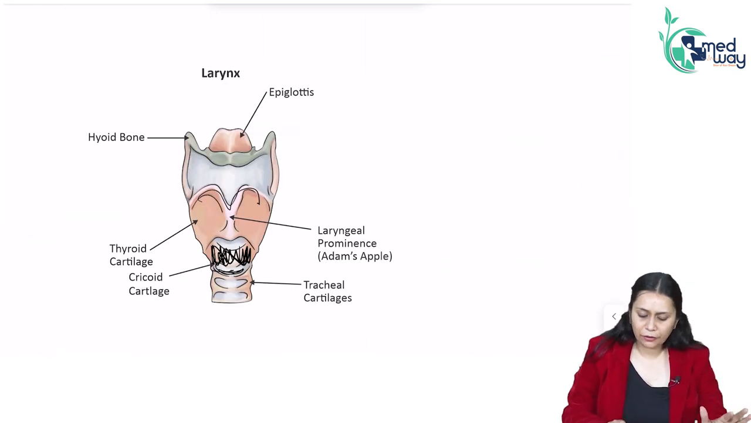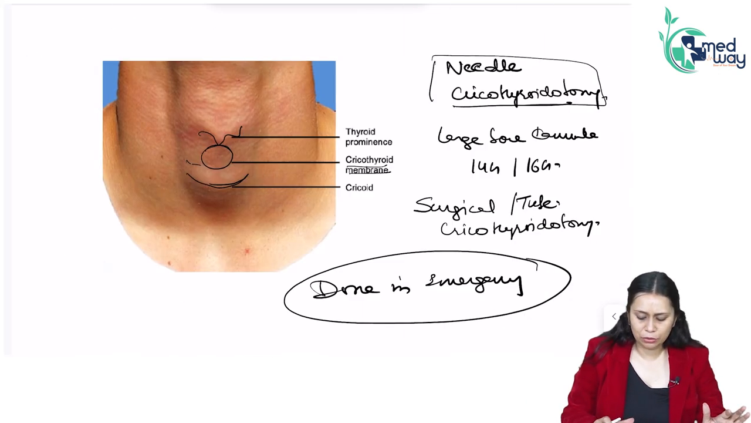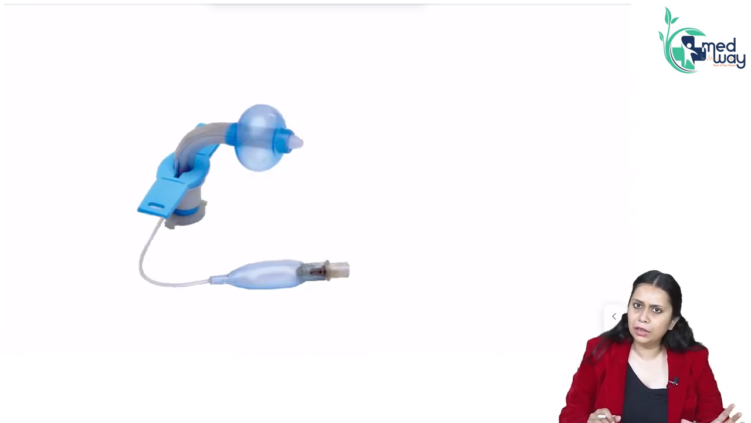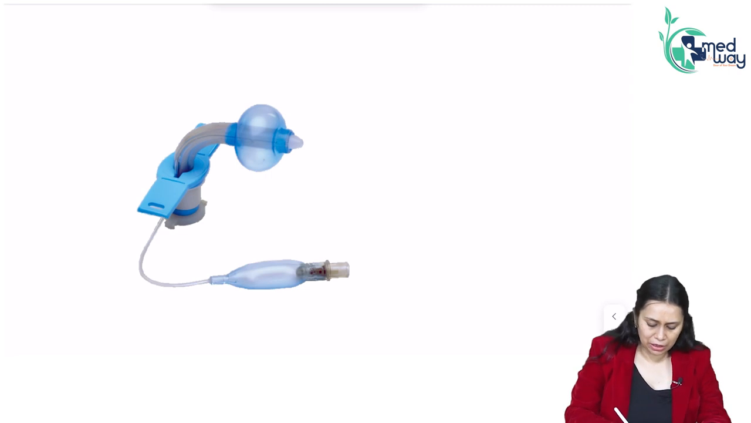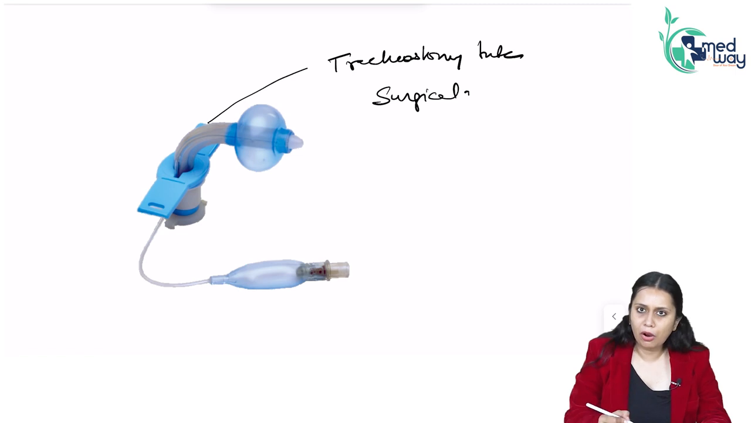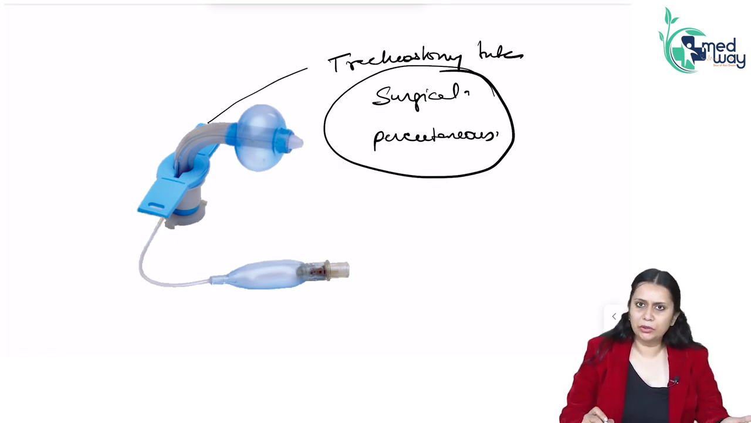For definitive surgical airway, we have to do tracheostomy. Now, how do we do tracheostomy? Tracheostomy can be done surgically or it can be done percutaneously, and this is a tracheostomy tube. So we can do surgical tracheostomy or percutaneous tracheostomy. For both, we are inserting this tracheostomy tube.